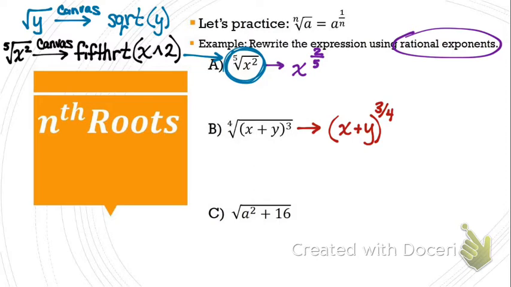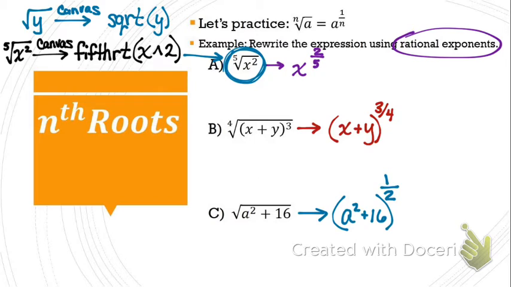Last one on here, part C. Tell me an equivalent way to write this using rational exponents. Start with my base. A squared plus 16. Do I need parentheses? Yes. To the power of what? To the power of 2? 1/2. 2 would be my index, so my denominator.